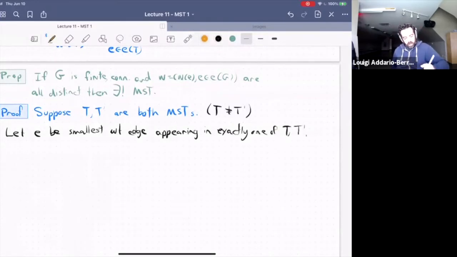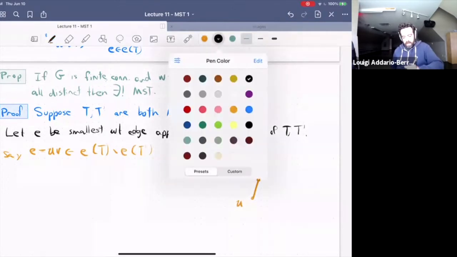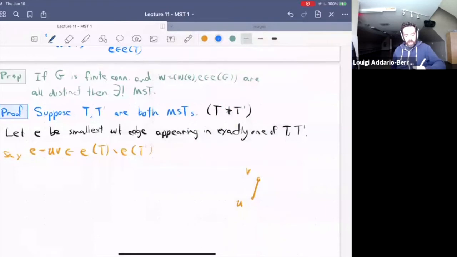Okay, so let's say that E has endpoints U and V, and that it's in T and not in T prime. Okay, so here's the edge UV. Now because both trees span all of the graph G, there has to be some path between U and V in the tree T prime as well. It isn't this edge, but there's some path connecting U and V. So let's consider that path.